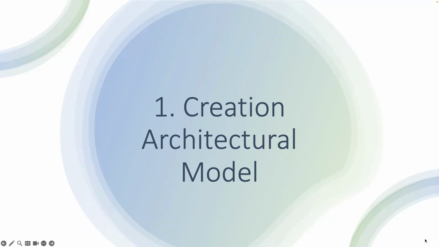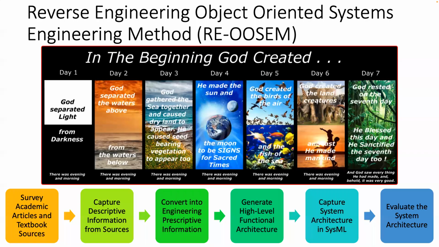Based on those three research questions, we're going to take them one at a time and talk about the information related to that. So first, let's talk about the creation architectural model. So we're going to be using something that I call the Reverse Engineering Object-Oriented Systems Engineering method, or REOSM. And so these are the 6 steps that I've outlined of what is required to make this work. And this is something that I've talked about in other papers, so I'm not going to go into that in too much detail, but I'm going to show you some architectural products that give you a sense of how this all fits.